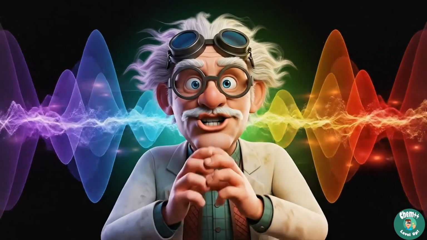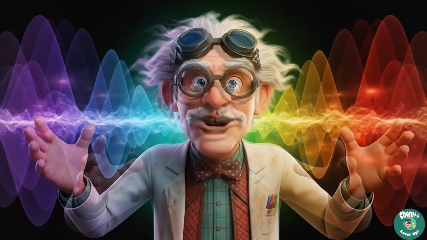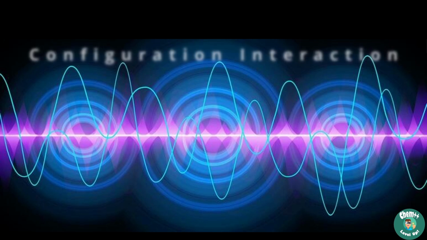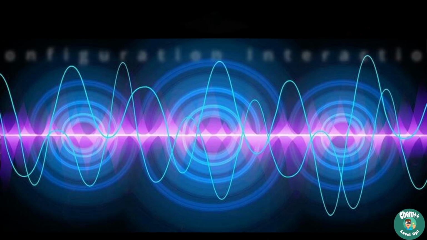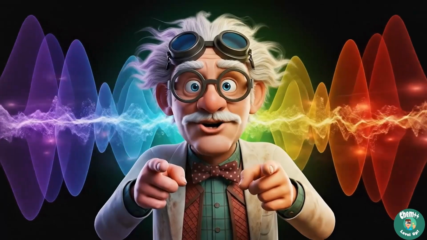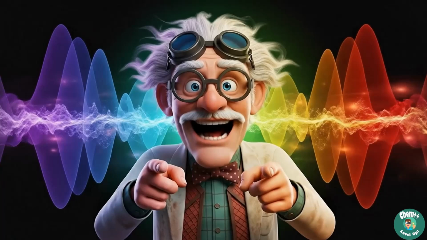There is one last twist. Real atoms are not described by just one configuration. Instead, psi equals C1 D1 plus C2 D2 plus C3 D3, and so on. Namely, the true wave function is a mixture of several Slater determinants, the Ds. This idea is called configuration interaction. So electron configurations are not the full story, but they are the best first approximation, and they are powerful enough to explain most of chemistry.